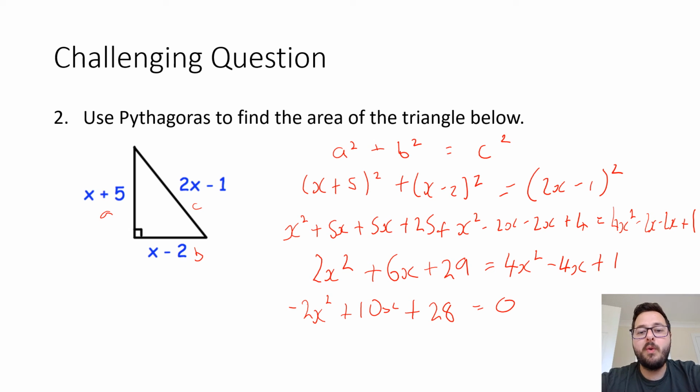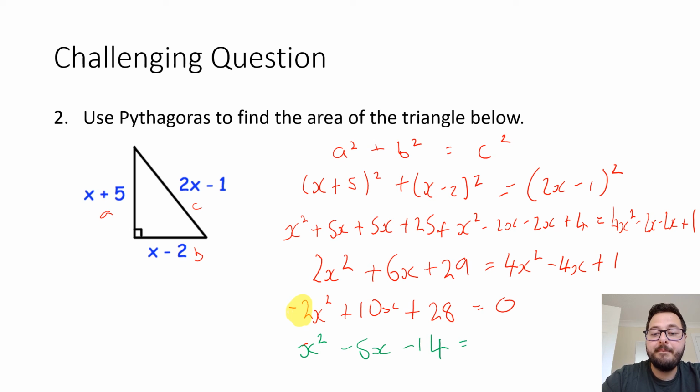Now, this does not look like what we want because we've got this minus 2 in front of the x, so we can't use our technique that we've done already. But 0 divided by anything is just going to be 0. So actually, I can divide everything in this equation by minus 2, and it's going to make things a lot nicer. So dividing by minus 2 is just going to leave us x squared. 10 divided by minus 2 is minus 5. And 28 divided by minus 2 is minus 14. And 0 divided by minus 2 is just 0.